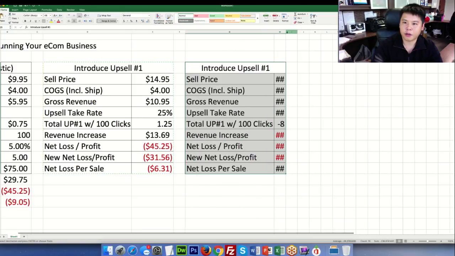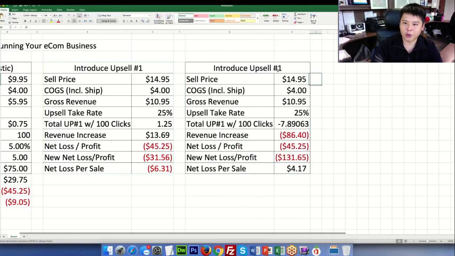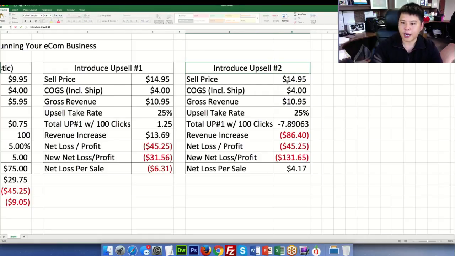Okay. All right. So now you want to introduce upsell number 2. And upsell number 2 technically has a lower upsell take rate. It varies between around 15% to 25%. So we're going to do in the middle. We're going to do 20% right now.